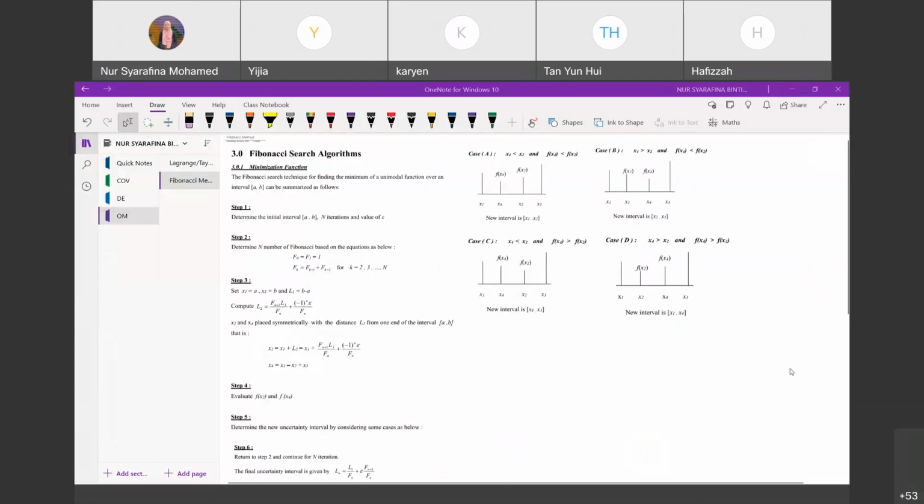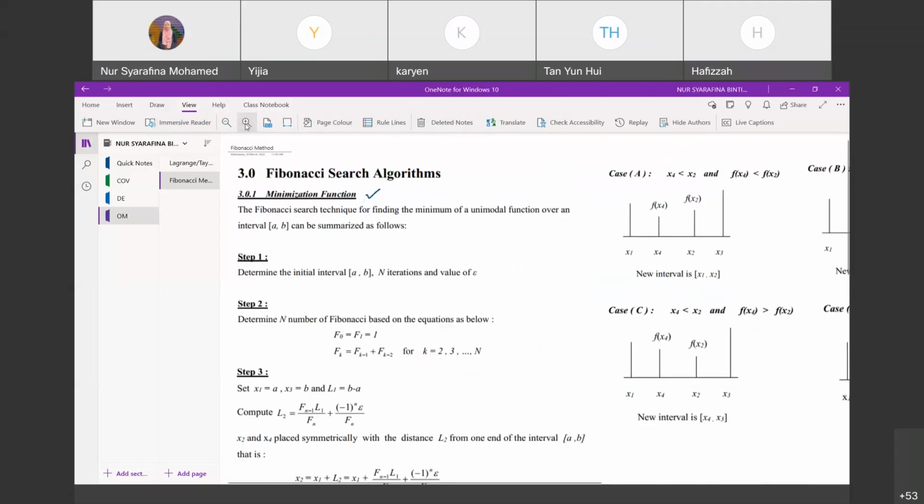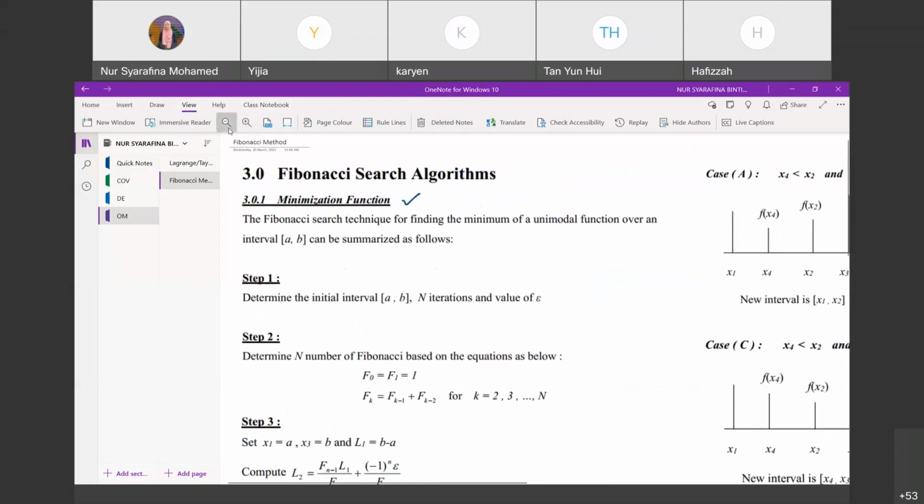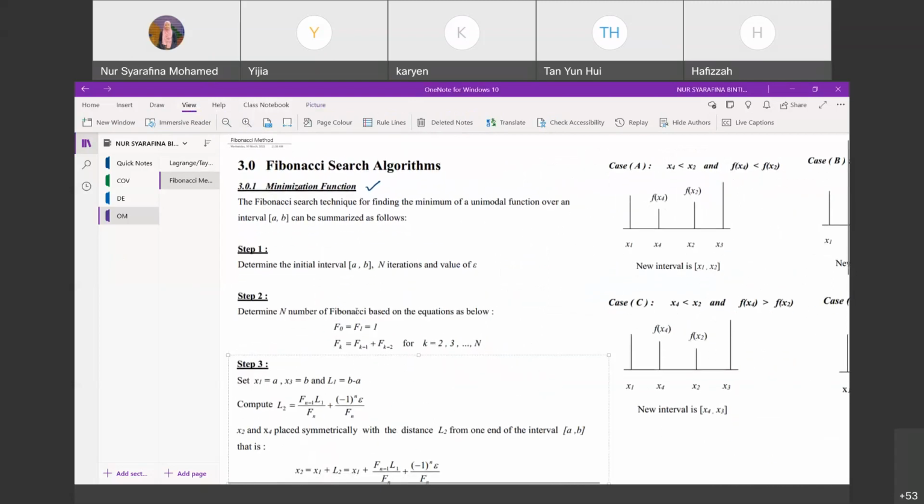Okay, so now let's try to understand the first method, direct search method, which is the Fibonacci search algorithm. This is for minimization function. First, determine the initial interval AB, the number of iterations, and the value of epsilon.